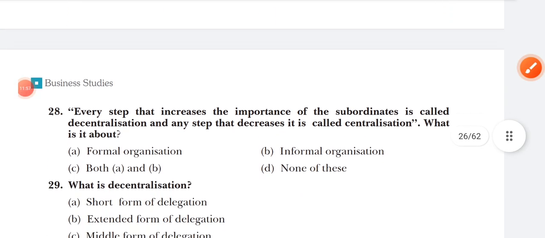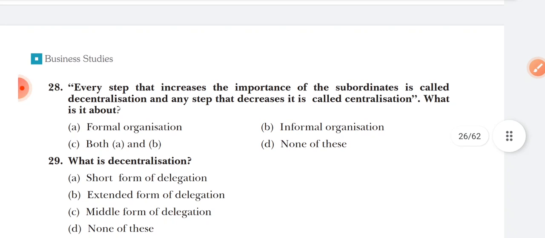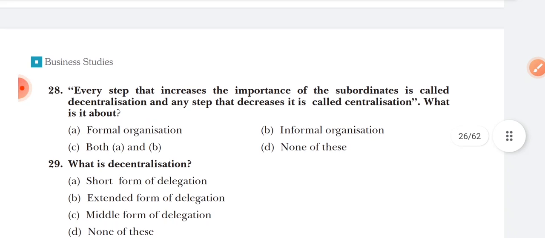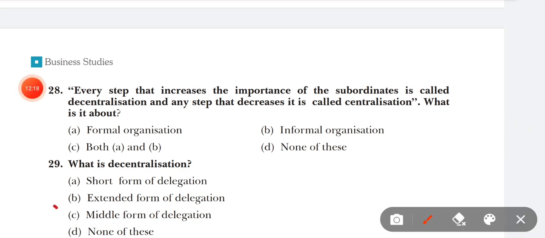Now question 29. What is decentralization? Option A, short form of delegation. Option B, extended form of delegation. Option C, middle form of delegation. Or option D, none of these. And the correct option is option B, extended form of delegation.